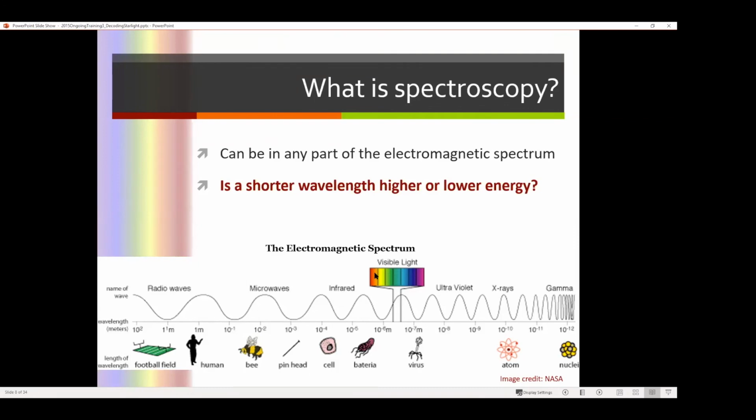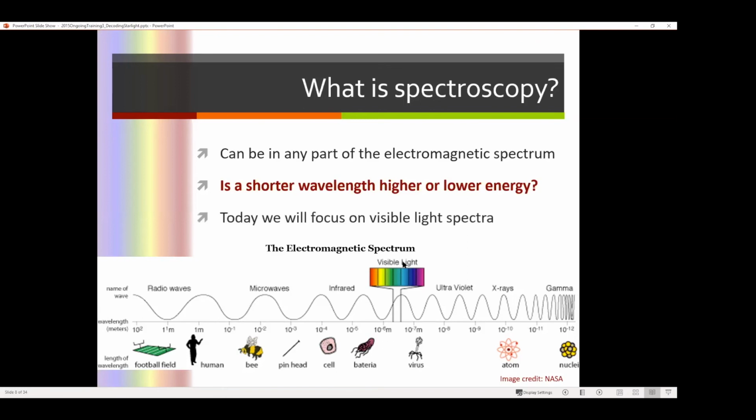I would also like to point out that within the visible light, the red light over here that's close to infrared, this is a longer wavelength, so it is lower energy. Over here to the blue and then purple light, this is a shorter wavelength, this is higher energy. So that will have some implications later on.